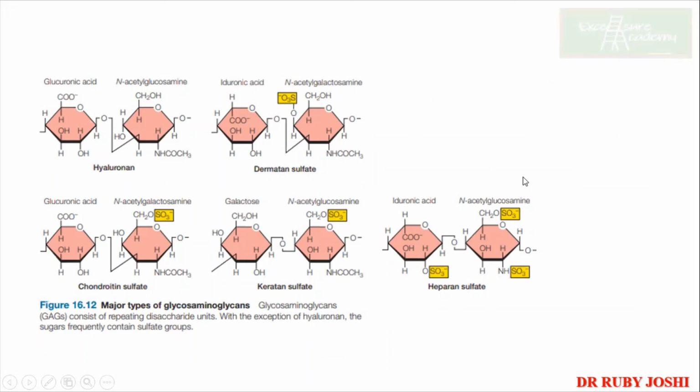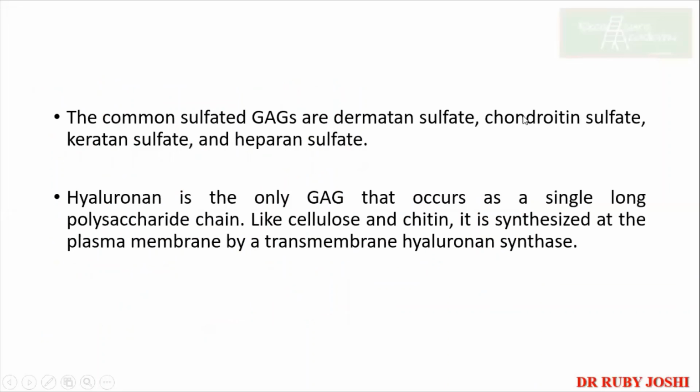Yes, and the question is whether you have to remember all this. Yes, you have to remember not the structure but the composition, like what is present in dermatan sulfate, what is present in keratan sulfate. Okay, so all this you have to remember. This is very, very important. Okay. Now, where are they present in the extracellular matrix? So the common sulfated GAGs are dermatan sulfate, chondroitin sulfate, keratan sulfate, and heparan sulfate.